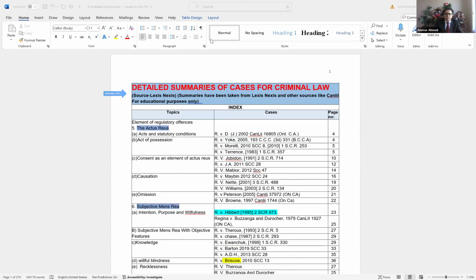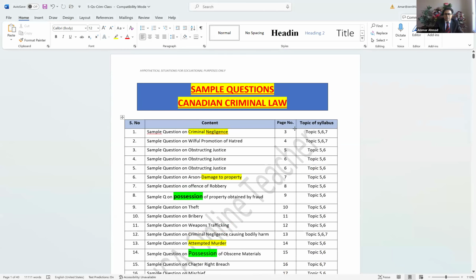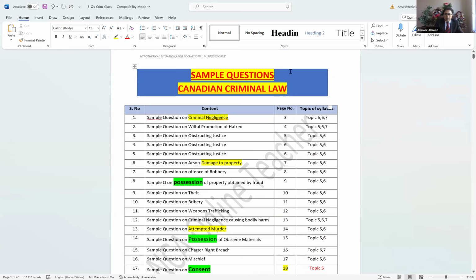So far I have shown you three documents. One is called brief notes, the second is called brief summaries, and the third is called detailed summaries. Now I have also prepared sample questions to practice in our regular tutoring session. This material is called Sample Questions on Canadian Criminal Law as an NCA subject. These are hypothetically created problem questions or fact pattern questions.